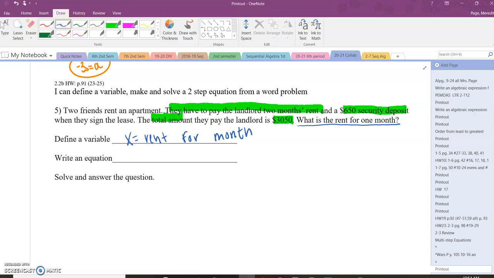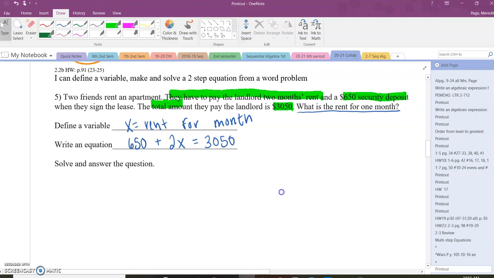Well, we know no matter what that they have to pay the $650. So $650 plus, now they have to pay 2 months rent, but we don't know how much the rent is, but we know that it has to be 2 months of it. So we're going to do 2 times x, or 2x. And then the total they pay is $3,050.